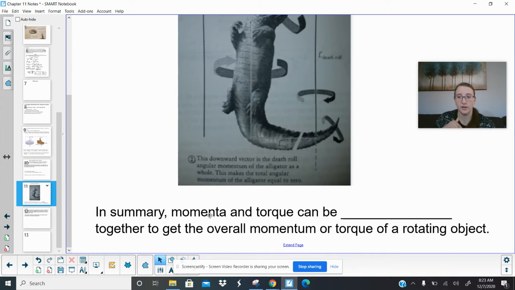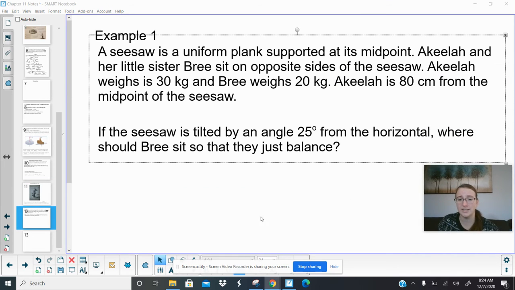So this is going to relate to what we're going to do next, the fact that momenta and torque can be added or technically subtracted. Remember that different directions of rotations, we have to call one positive and one negative. So it's technically subtraction, but we're basically adding together positive rotations and negative rotations, gets the overall momentum or torque of a rotating object, and that will then tell us the direction of those vectors as well. So we're going to look at one example here, and then we're going to kind of come back together in class to look at some other examples.